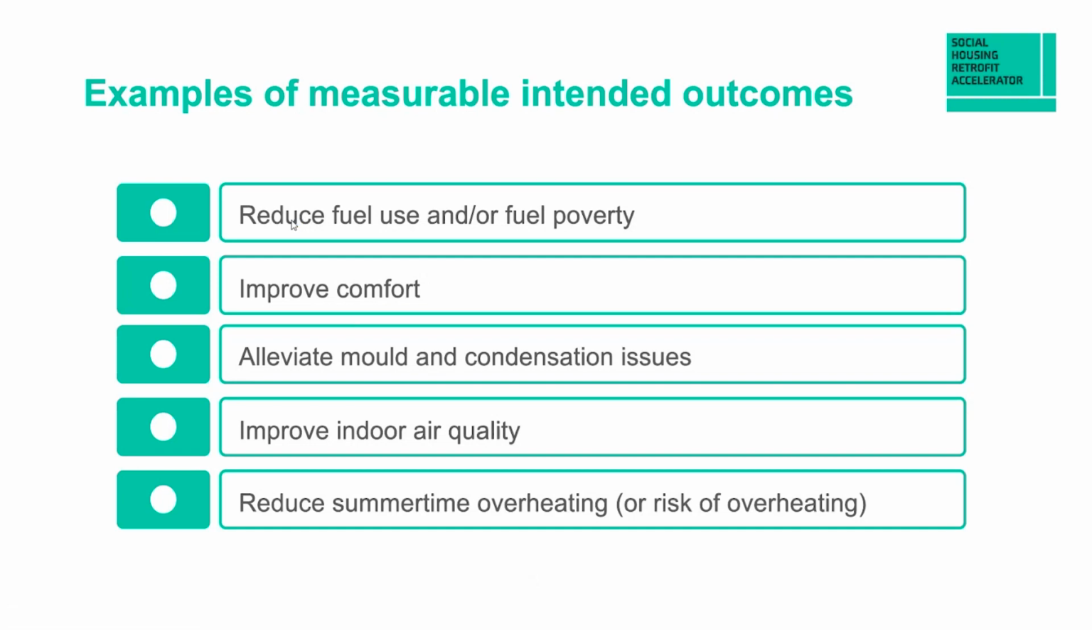So one of the primary outcomes that we want to achieve is reduced fuel use or elimination of fuel poverty. Hopefully they are both the same, but not always. So we might want to reduce fuel use in order to reduce emissions, as an emissions factor for CO2 and other climate emissions, or we might be looking at saving costs for residents and taking them out of fuel poverty.